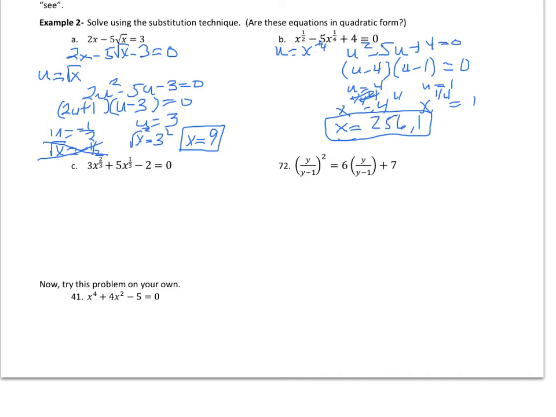So what's u going to be here? x to the 1/3. So we get 3u, not 2. Oh my gosh. Squared plus 5u minus 2 is 0. Yeah, that's factorable.